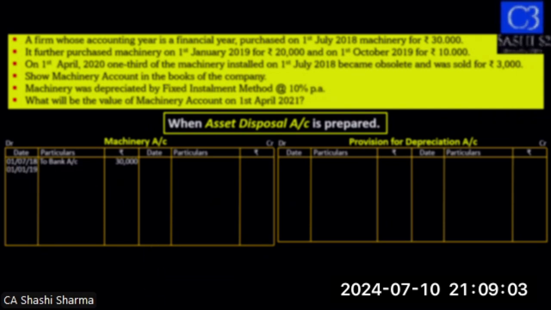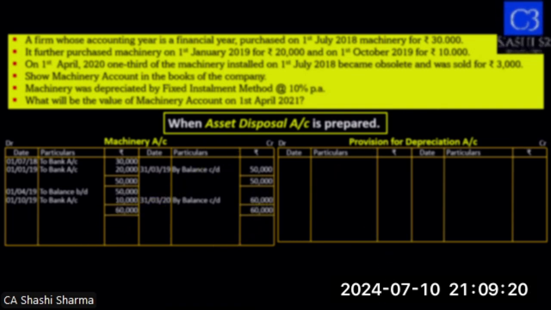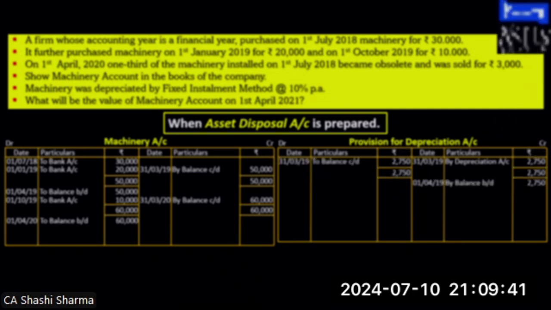So our first purchase was 30,000, second one 20,000, by balance CD 50,000, and then in the second year, third machinery was purchased for 10,000, balance CD was 60,000. In the third year, to balance BD was 60,000. And on this date, the asset was sold. So let's prepare provision for depreciation up to this date. Same entries as in the second method.